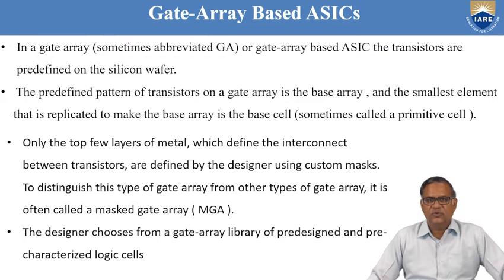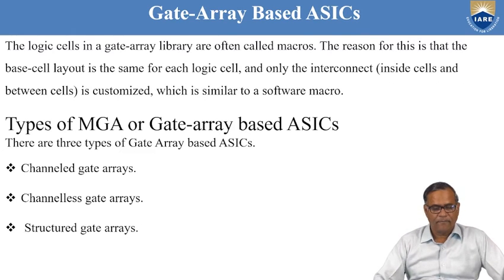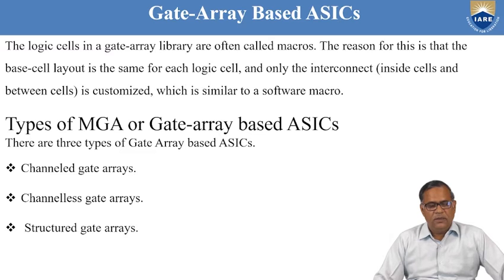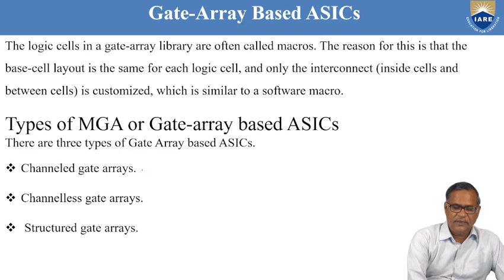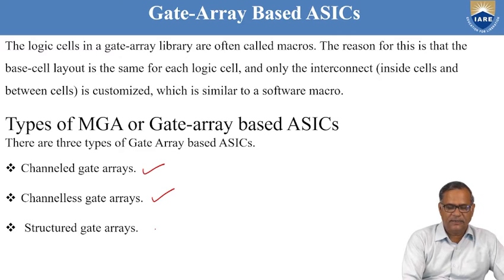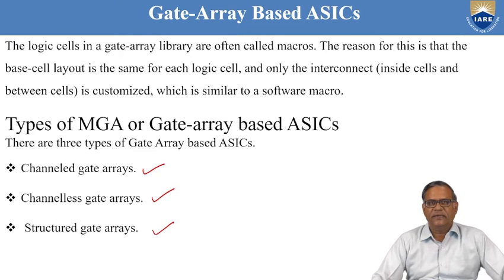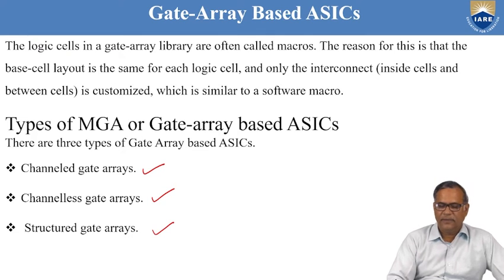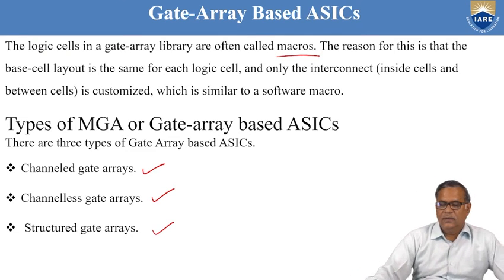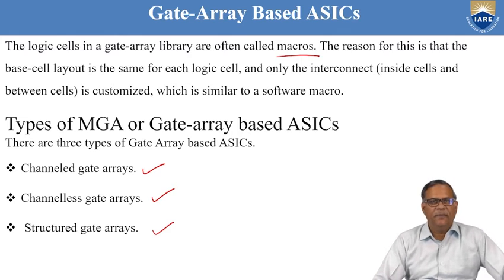Here the designer chooses from a gate array library of pre-designed and pre-characterized logic cells. These gate arrays are further subdivided into three categories: channeled gate arrays, channelless gate arrays, and structured gate arrays. These are the three types of gate array based ASICs. The logic cells in a gate array library are also called macros. The reason for this is that the base cell layout is the same for each logic cell.